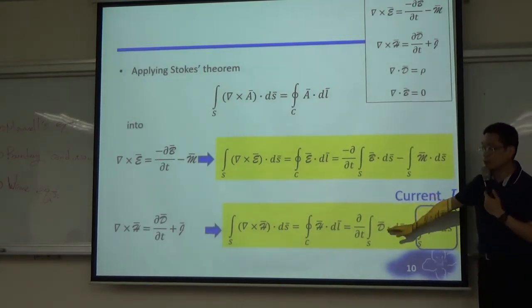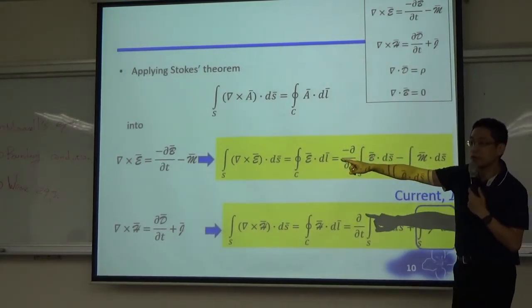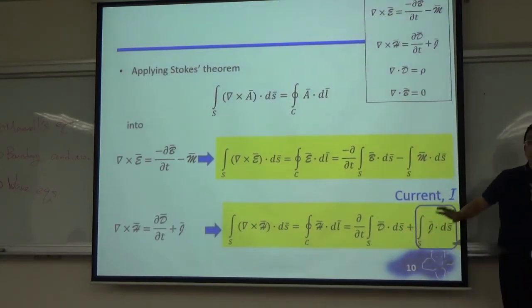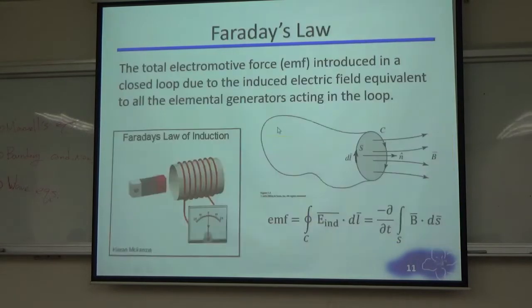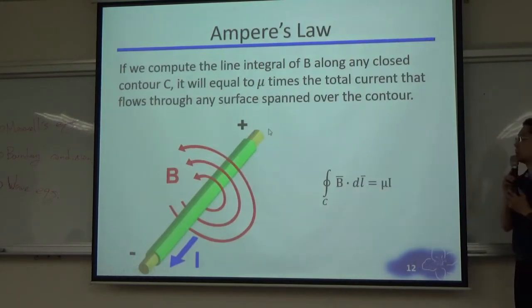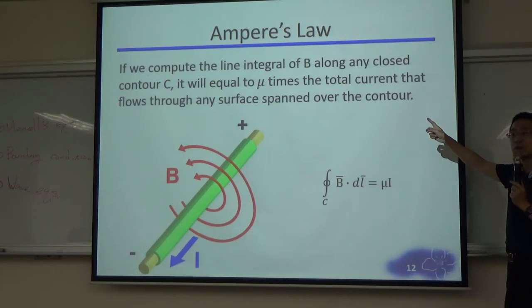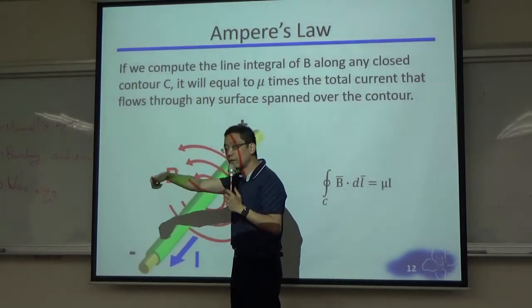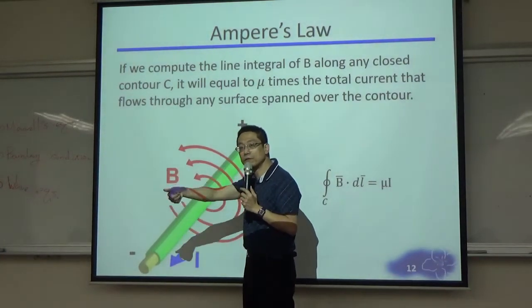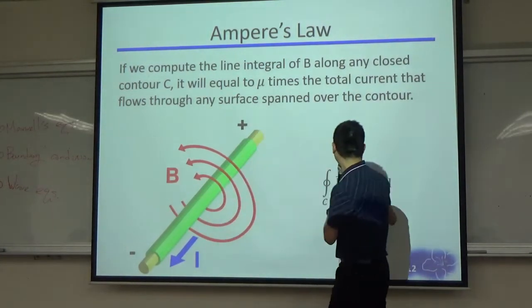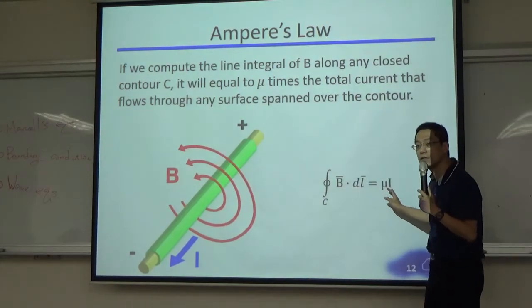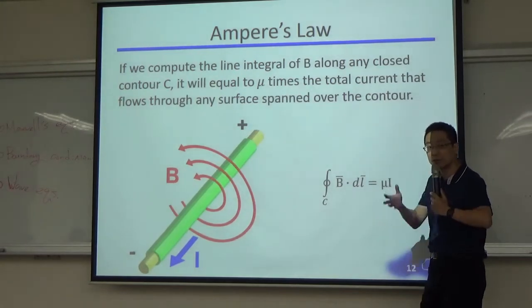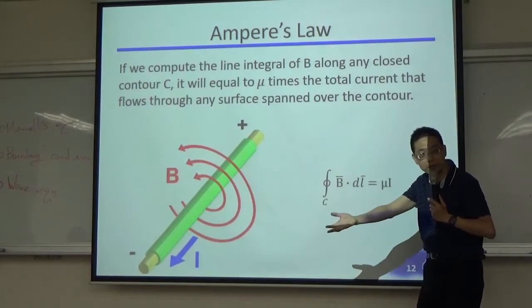For the second equation, you apply this. You will obtain something you should be familiar with. This is Ampere's law. You take the line integral of the B field, you obtain your current. This is Ampere's law. Most of you should already know it.